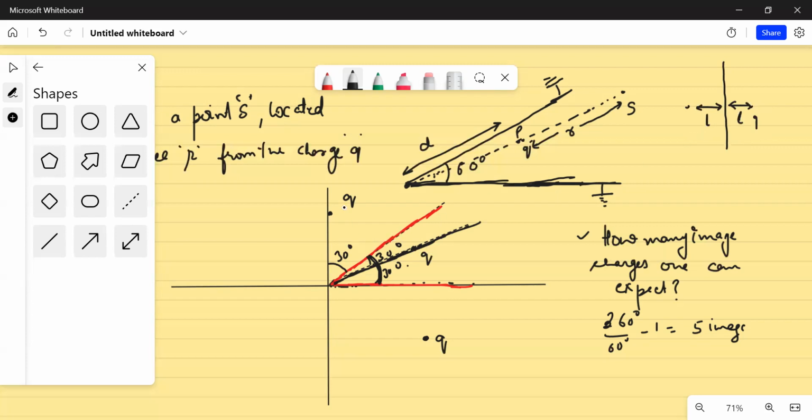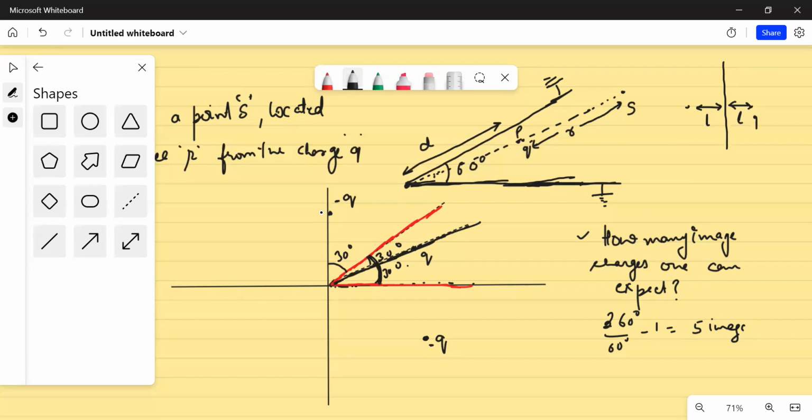Angular symmetry wise, if I talk, it will come here only. Is that clear? Yes sir. Okay, and magnitude wise, sorry, this is magnitude. This will be minus Q. So don't forget that thing. If this is Q, this will be minus Q. Is that clear?